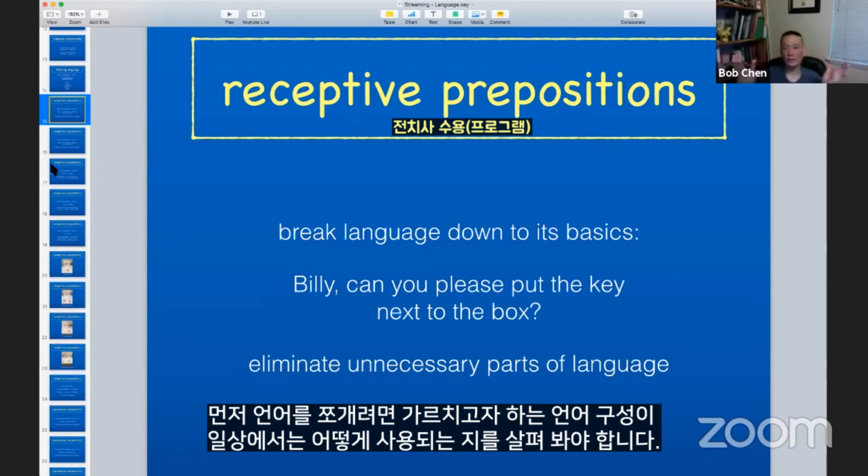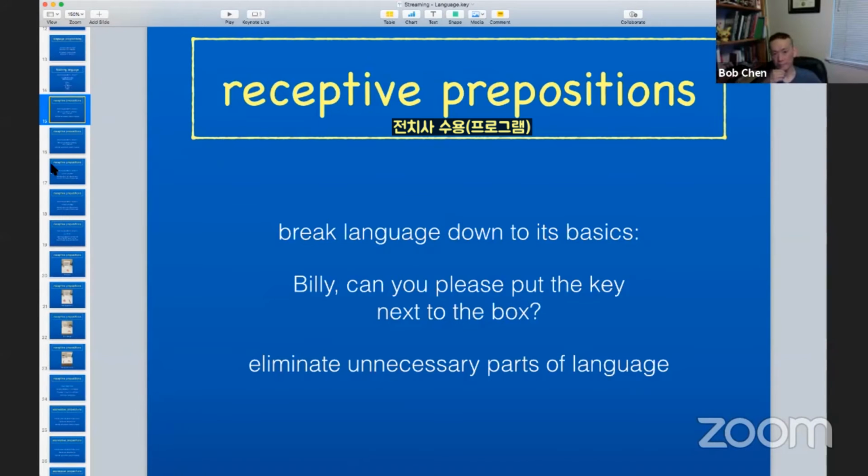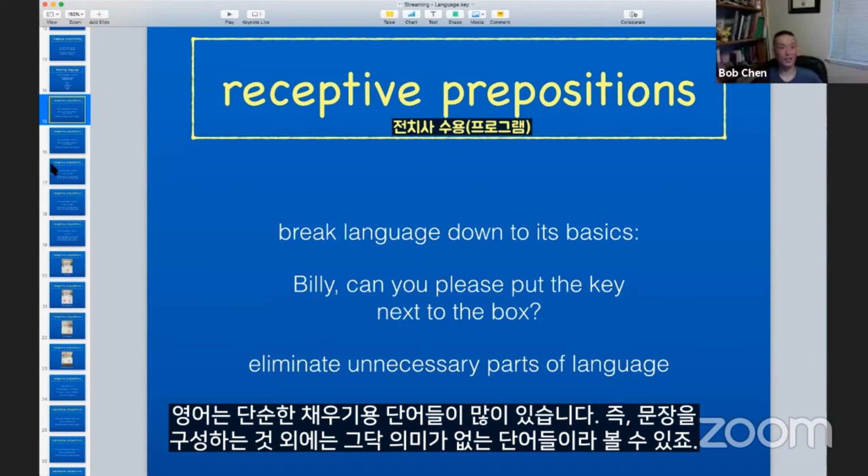First off, when you're taking a look at breaking language down, you have to understand, okay, what does the everyday language actually look like so that we have a starting basis for it? In English, when we ask somebody to do something for us, we might say, hey, Billy, can you please put these keys next to the box? Now, the thing is, in the English language, there's a lot of filler words, words that have no meaning other than to help the construction of the sentence.